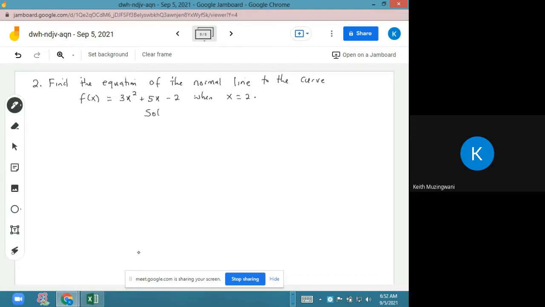So our solution, first thing is to differentiate f. We'll get 6x plus 5. Second thing is to get this value of x, substitute it in this derivative. 6 multiplied by 2 plus 5, we get 12 plus 5, which is equal to 17. This 17 is called the gradient of the tangent.